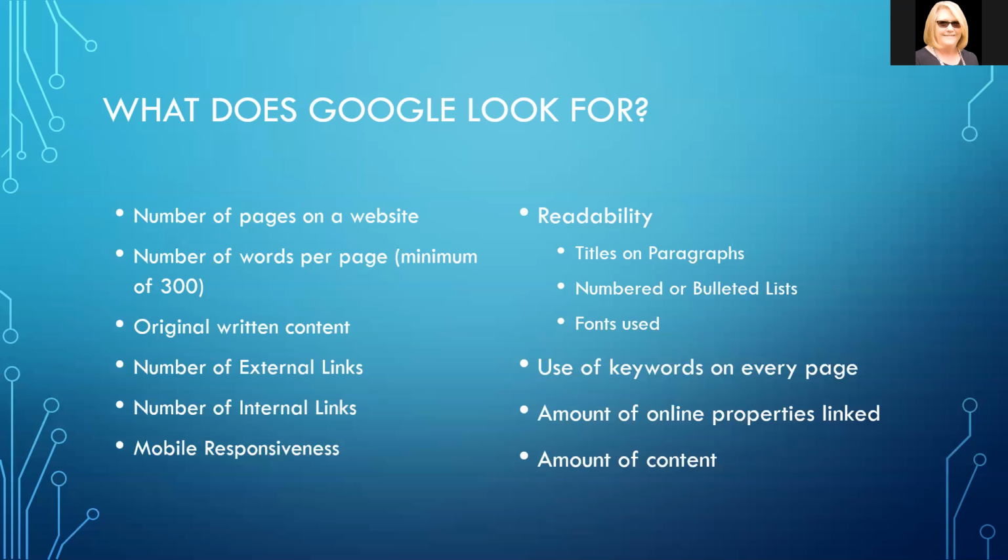And then the amount of online properties linked, and that is not real estate properties, that is like your Bing for Business Places listing, your Google My Business listing. Do you have a Google My Map maybe, or a YouTube channel? All of those are considered properties. Do you have a Facebook business page? Do you have a LinkedIn page? All of those are considered online properties, and are they all linked together? And then it's just purely the amount of content. And they want to see new content constantly being refreshed.